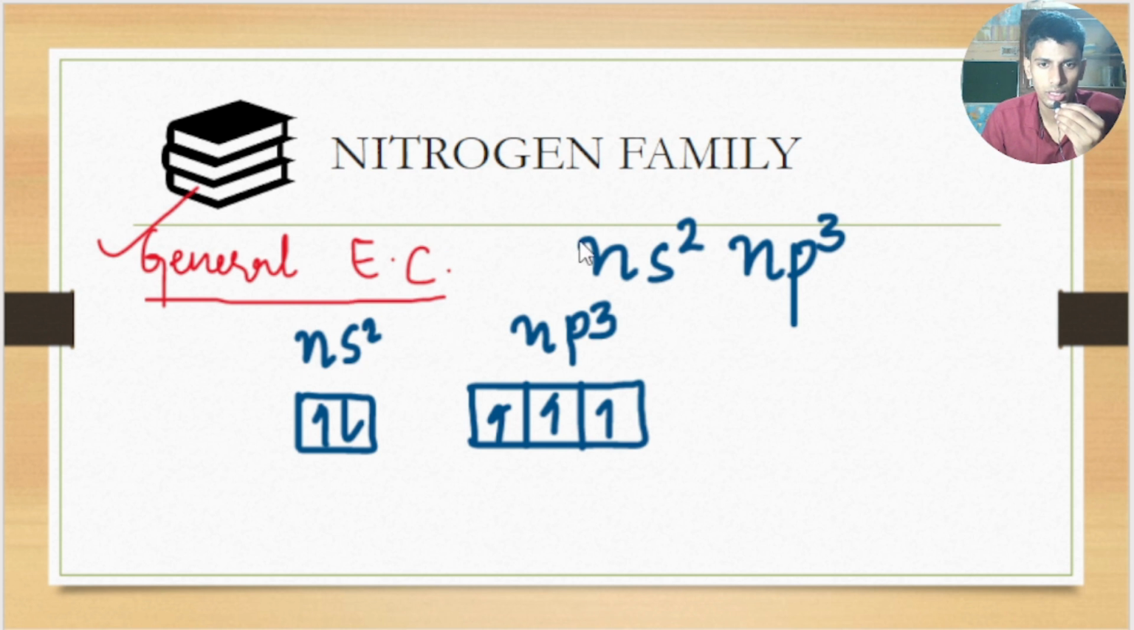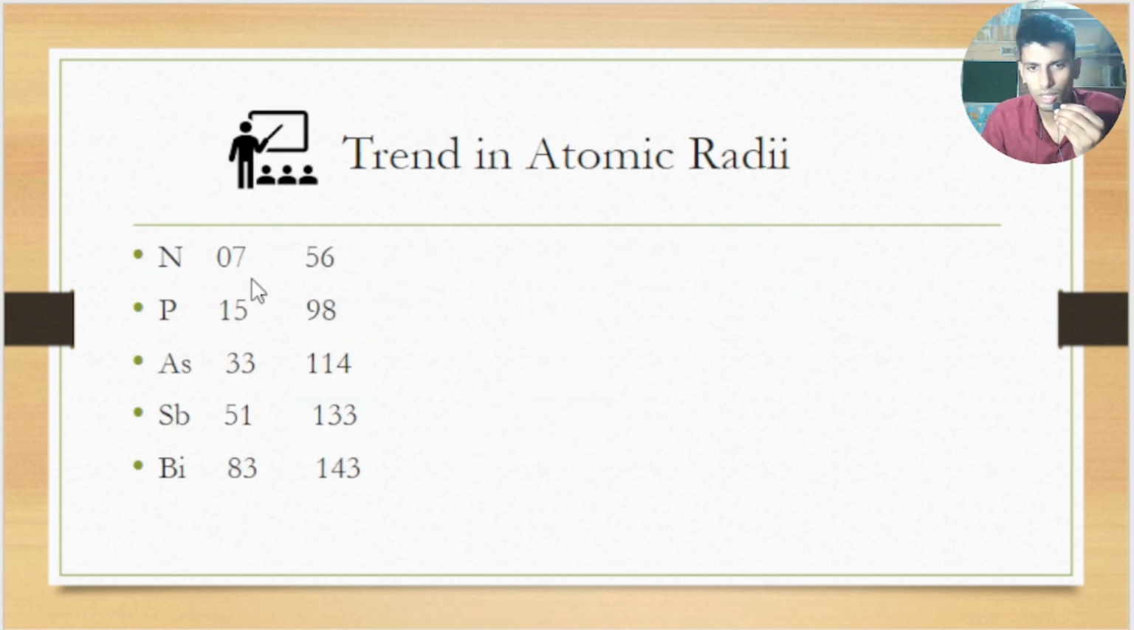So let's study some periodic trends. For example, let's study the trend in atomic radii. How do the atomic radii change, whether they increase or decrease, when we move down the group? Let's see. So this is nitrogen. Nitrogen has the atomic number of 7, phosphorus 15, arsenic 33, antimony 51, bismuth 83.